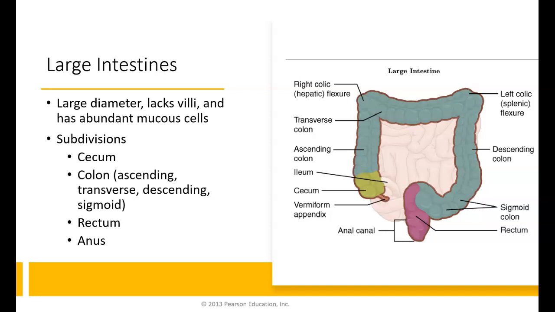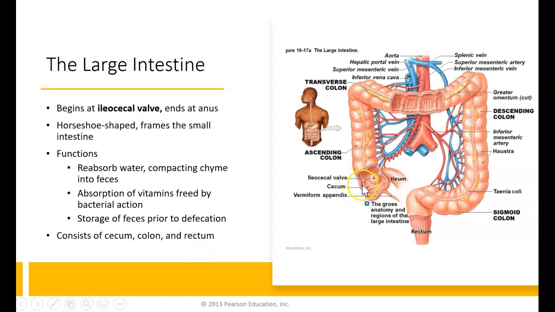It is divided into the cecum, which is down here, the colon, which we divide into ascending, transverse, descending, and sigmoid, and then the rectum and the anus. The large intestines is going to begin at the ileocecal valve, which is going to connect the ileum of the small intestines to the cecum of the large intestines. And again, its function: reabsorb the water, free some vitamins from the chyme, and then store the feces.